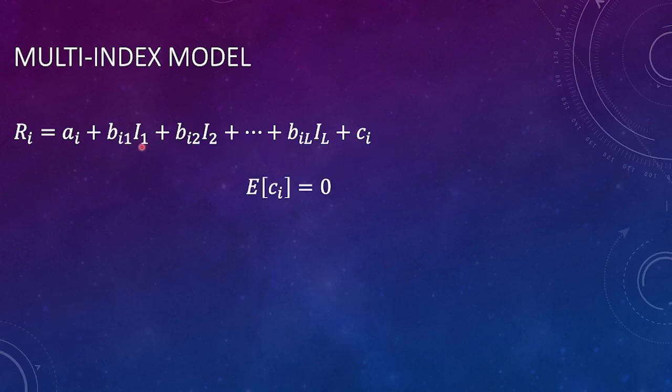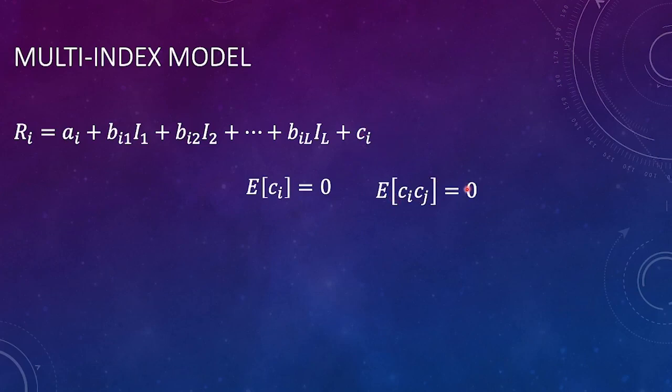Let's say I_1 is my market, but then there are other indices which are making stocks move together but are not completely explained by the market, right? So that's the idea behind having more indices. We are still going to have the assumption that everything is explained by all these indices, and whatever is left over is completely uncorrelated, right? So this c_i is the leftover part, and that is completely uncorrelated.